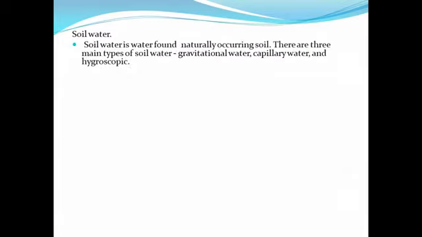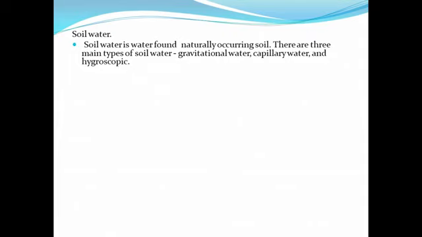Let's take a look at soil water. Soil water is water that is found naturally in the soil. There are three types of soil water. First of all, there is gravitational water. Gravitational water is water that is free in the soil and that moves in the soil under the force of gravity. We also have capillary water, water that is able to move from wet soil to dry soil using capillary action. And lastly, we have hygroscopic moisture. This is moisture that is held tightly to soil particles, and it is only found in dry soils.